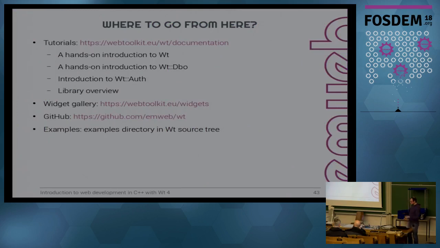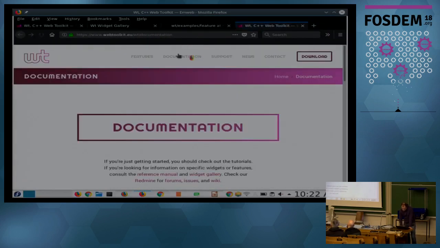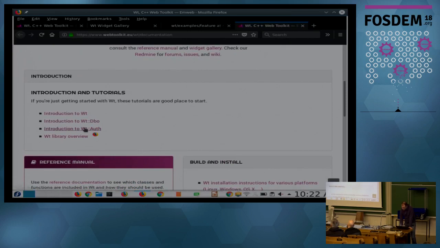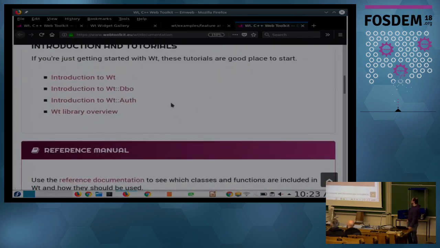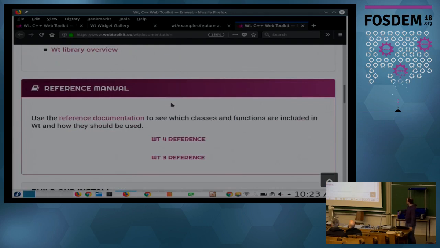And so where do you go from here? So we know how to make a simple Hello World application. We can make it look a bit nicer with templates and stuff. So there are some tutorials. So the Introduction to Witty, you probably don't need anymore now, but there's also an introduction to Wt::Dbo for ORM or authentication stuff in Wt::Auth. And there's just a general Witty library overview that you can read. You can, of course, also find the reference manual on our website.